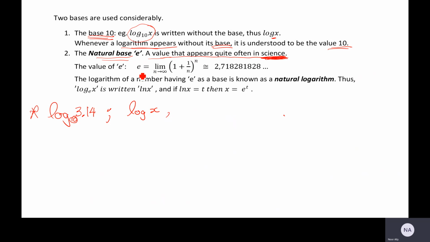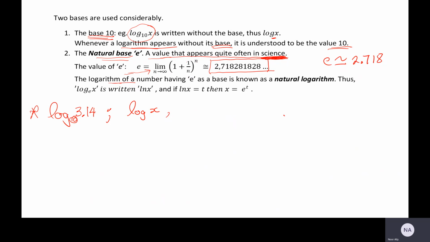And the value of e can be found in a number of ways. I've used a basic calculus definition where the limit as n tends to infinity of 1 plus 1 over n, to the power n. Now, I'm not going to go through that, but in essence, e is approximately equal to 2.718281828. So whenever you see e in mathematics, you can say that it is approximately 2.718.